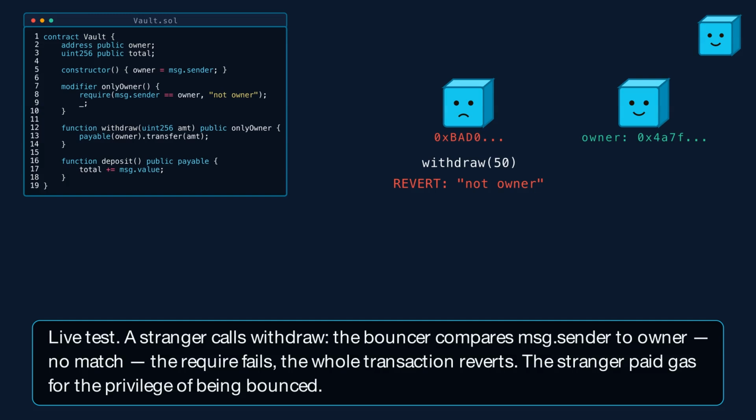Live test. A stranger calls withdraw. The bouncer compares msg.sender to owner. No match. The require fails. The whole transaction reverts. The stranger paid gas for the privilege of being bounced.